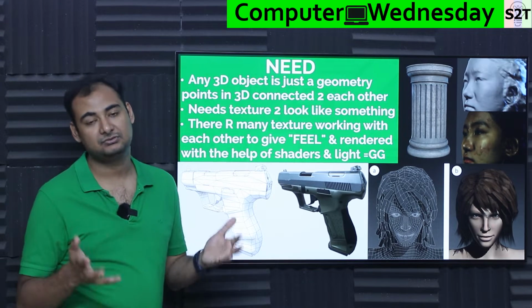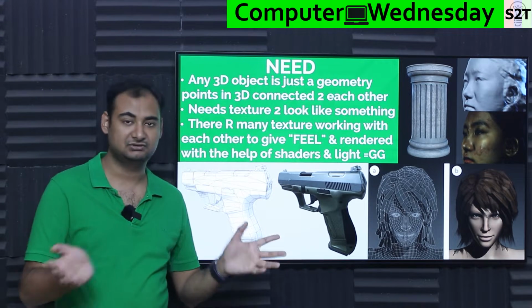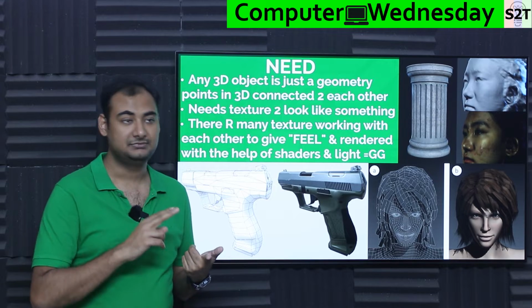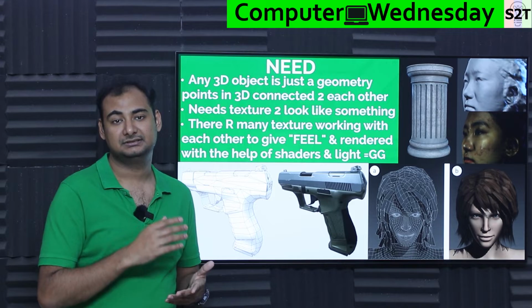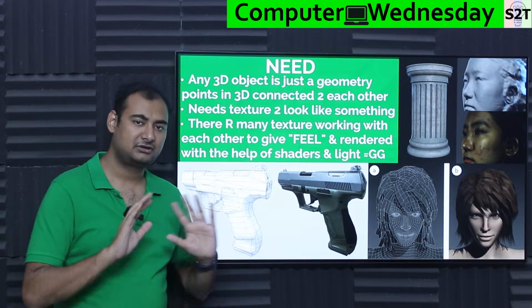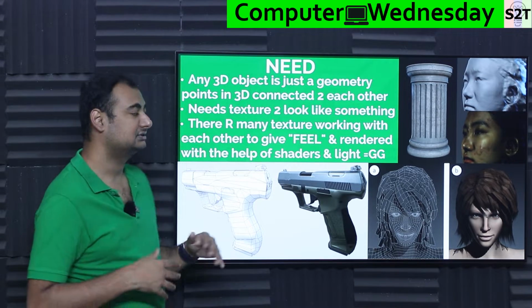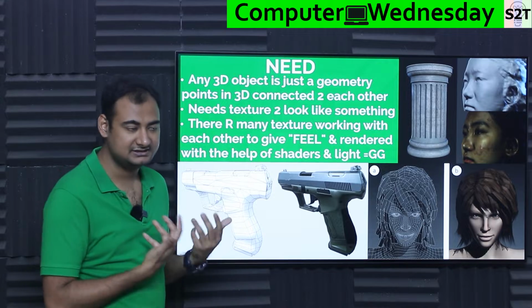And textures have to work together. There is not just one texture that tells you the color. There is shadow, basically you have ambient occlusion, you have normal maps that give you the surface roughness, then you have specular. A lot of things have to go there, and that gives the feel. How does the object feel?